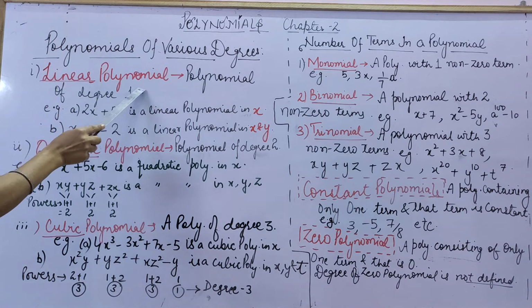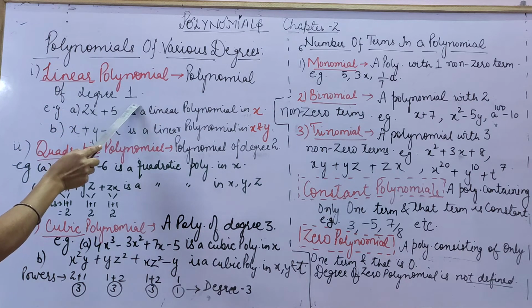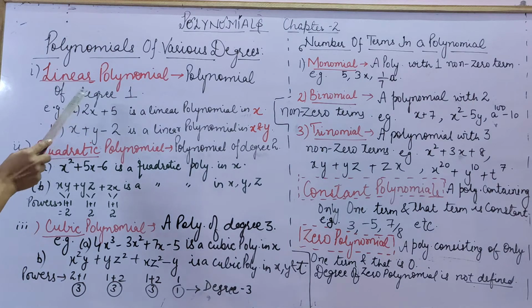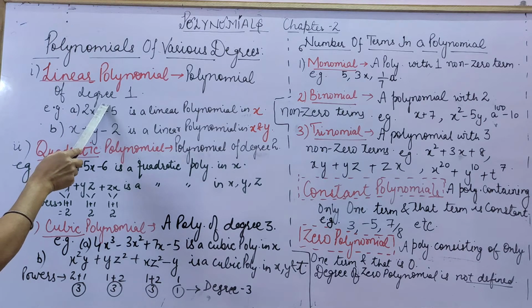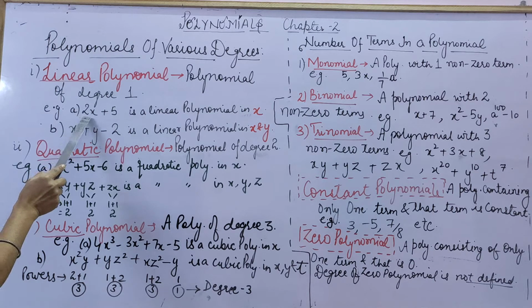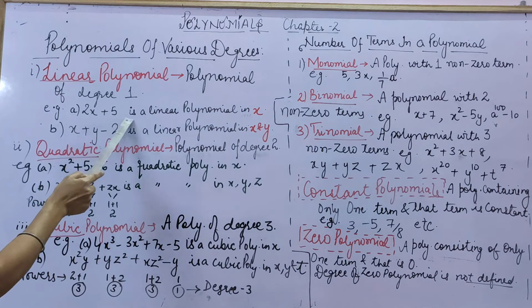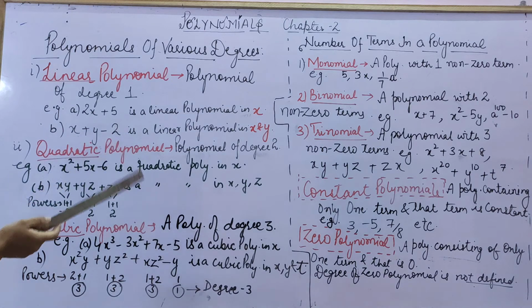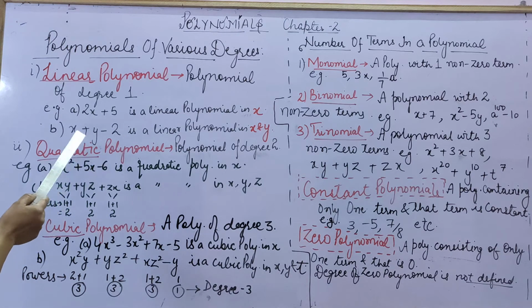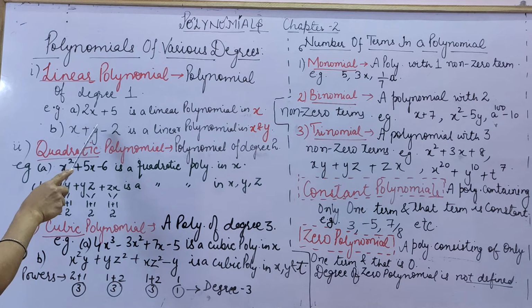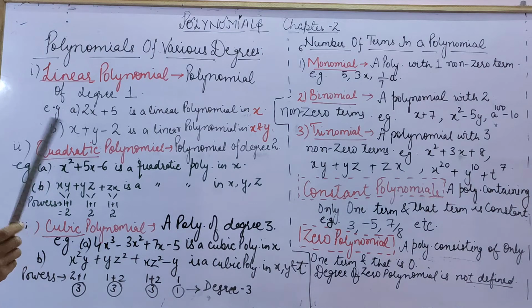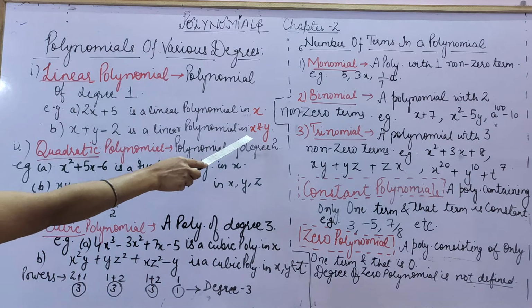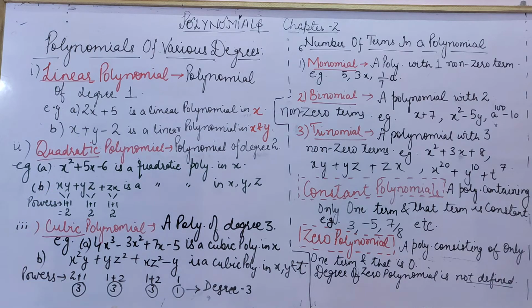First comes the linear polynomial. A polynomial whose degree is 1 is known as a linear polynomial. You all know degree means highest power. Now the example is 2x plus 5. Here the power of x is 1, so it is a linear polynomial in x. Look at this example: x plus y minus 2. It is also a linear polynomial because the power of x is 1 and the power of y is 1. Therefore both have the same degree, and that is 1. So it's a linear polynomial in variables x and y.